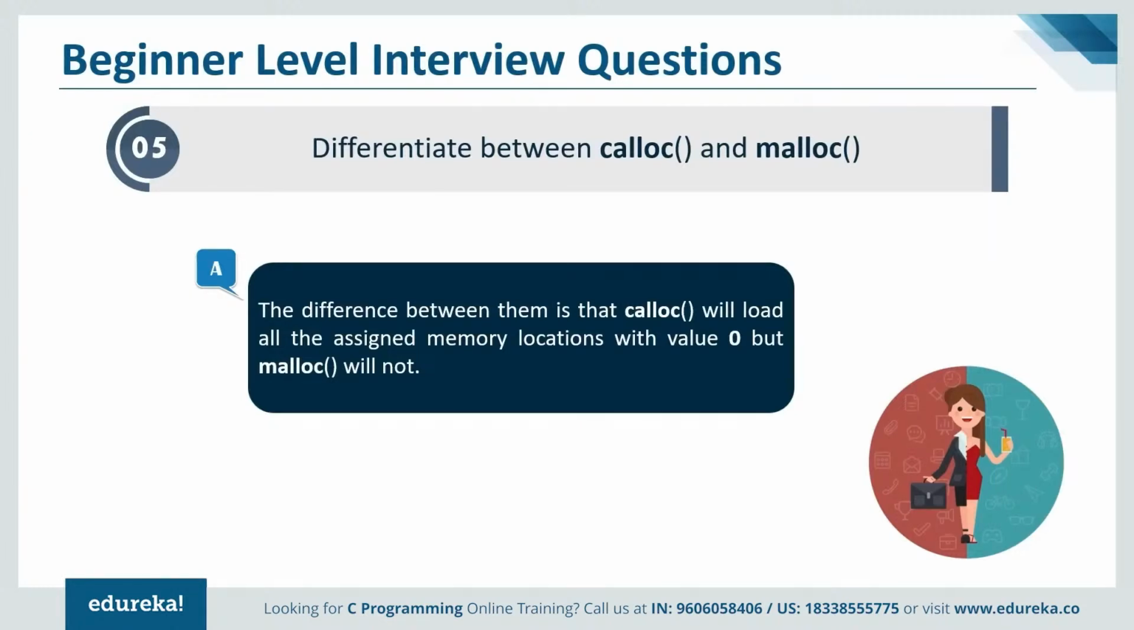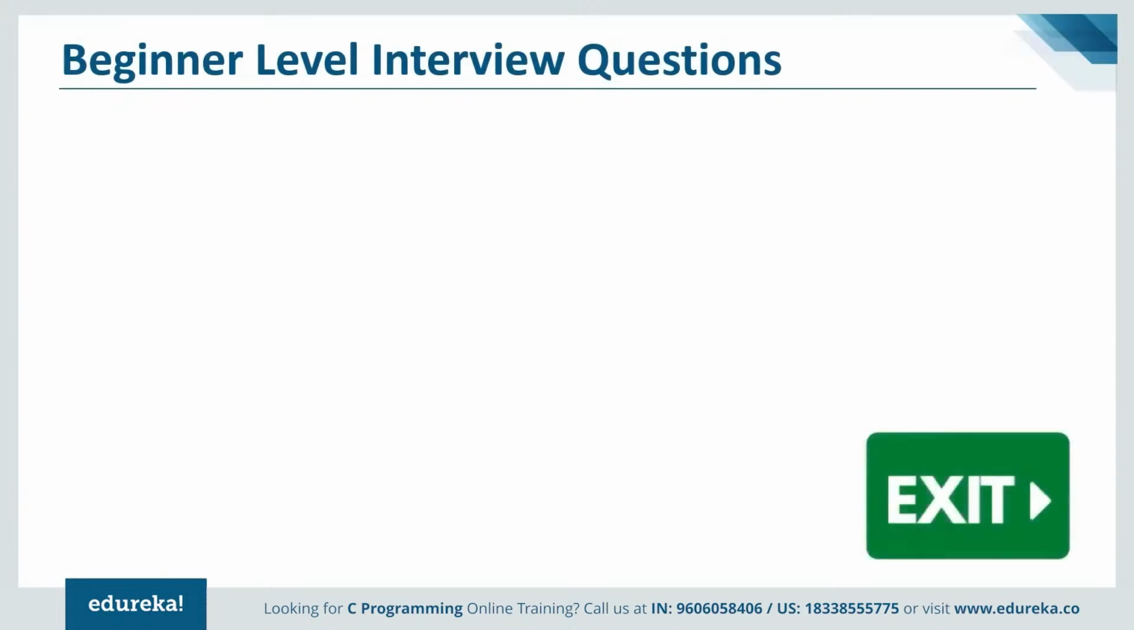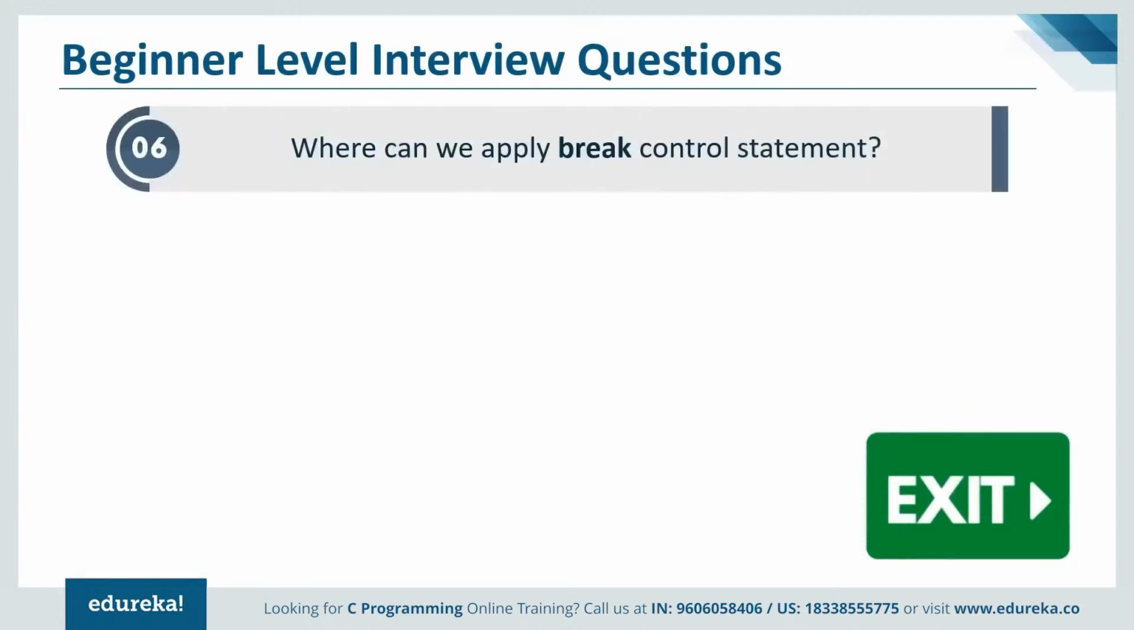Now, what is the difference between calloc and malloc? The major difference is, if you declare the memory using the malloc function, then the memory will be allocated, but the values inside that particular memory will be some junk values. But if you declare the same memory using the calloc function, then the memory will be allocated with the default value, which is 0.